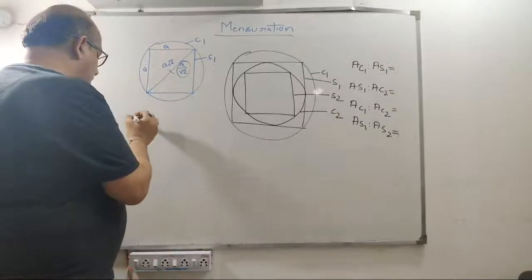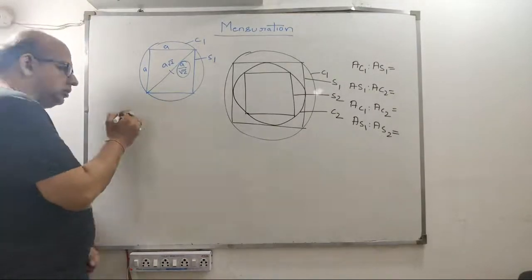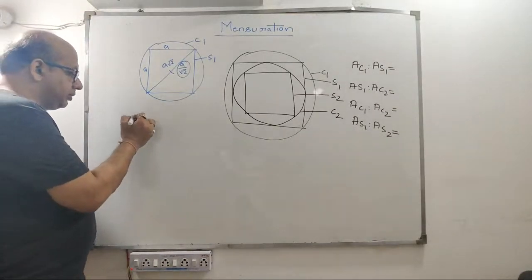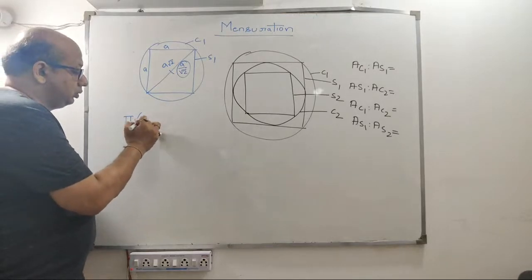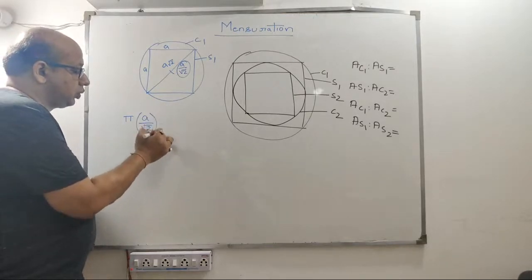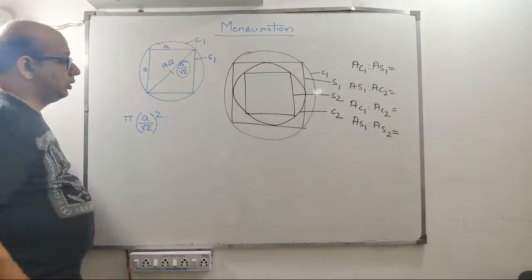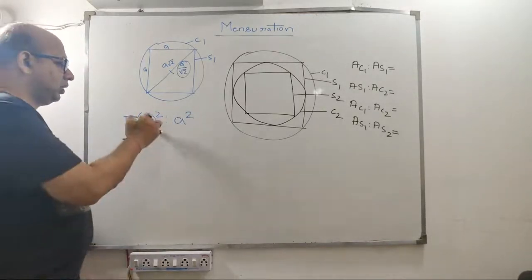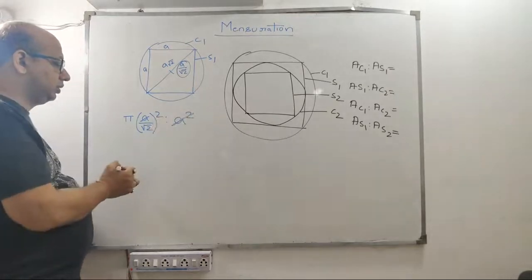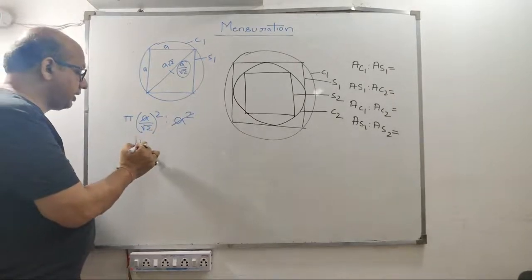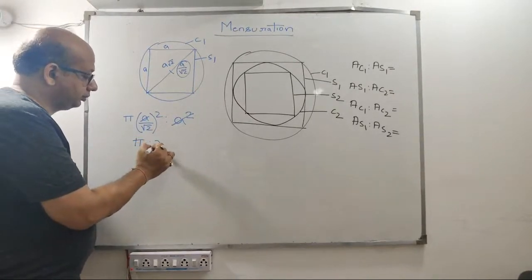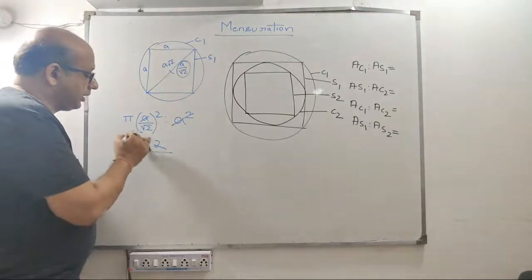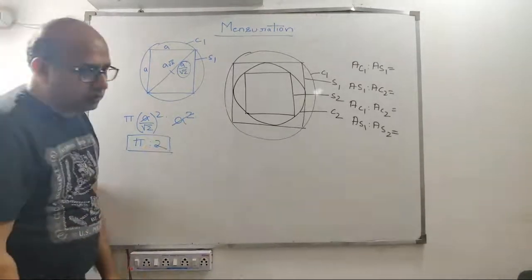So area of the circle is equal to pi a by root 2 का whole square is to square area, which is a square. So a gets cancelled. That becomes pi is to 2. So pi is to 2 is the answer for the first one.